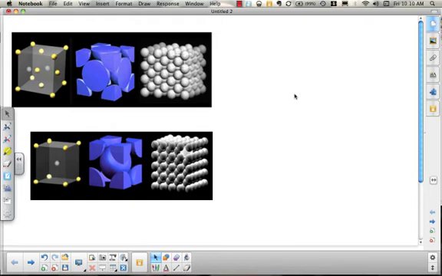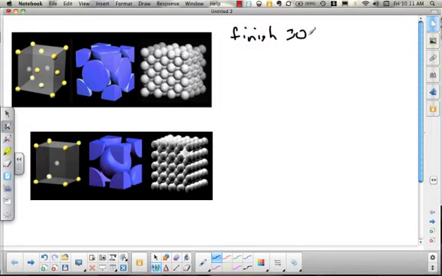I have already posted two pictures of two different types of unit cells for these problems that we did not get to in class, the last part of problem number 30. So I'm going to make a little list of the ones we're going to do. We're going to finish 30. I am going to do problem number 31.